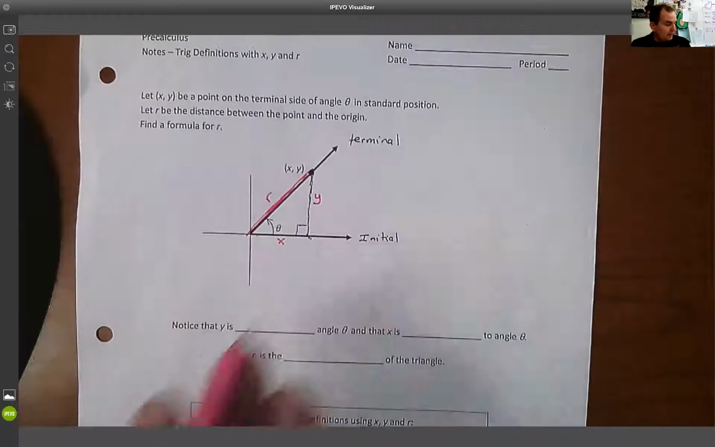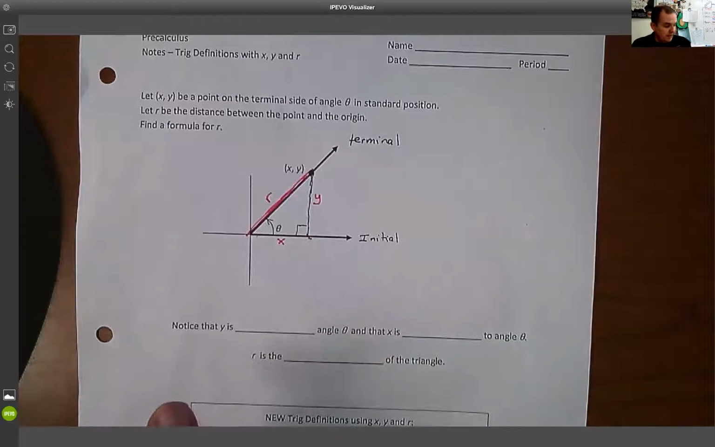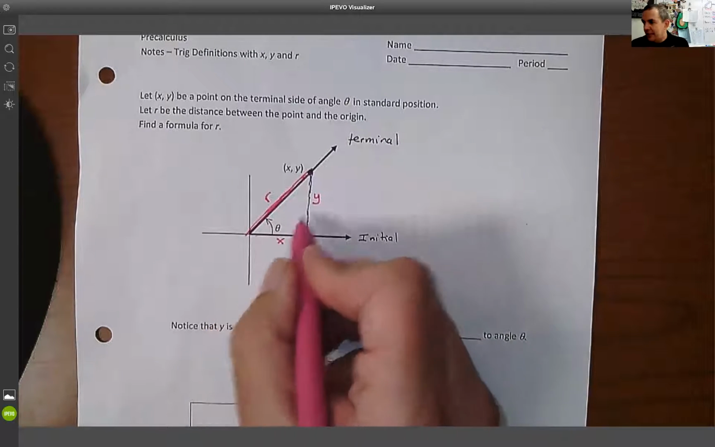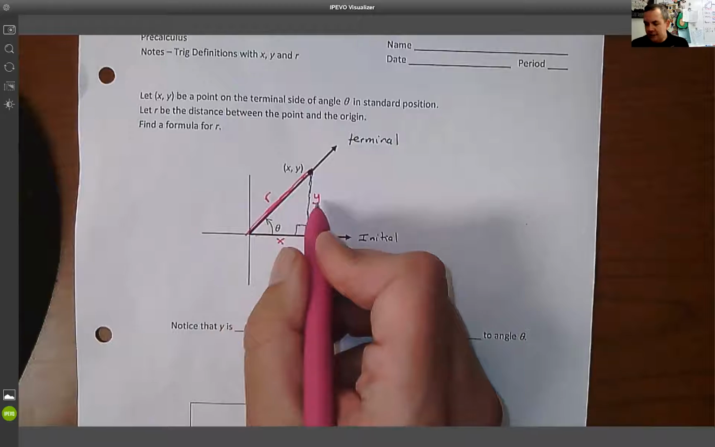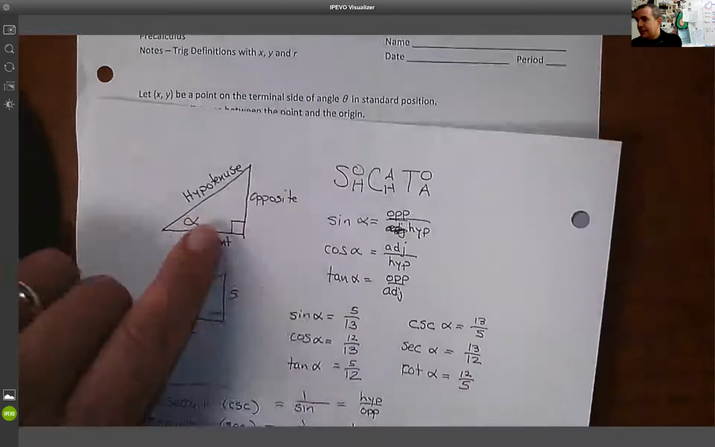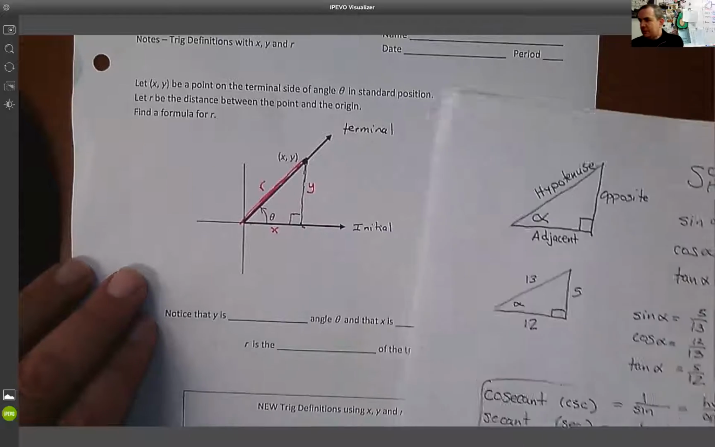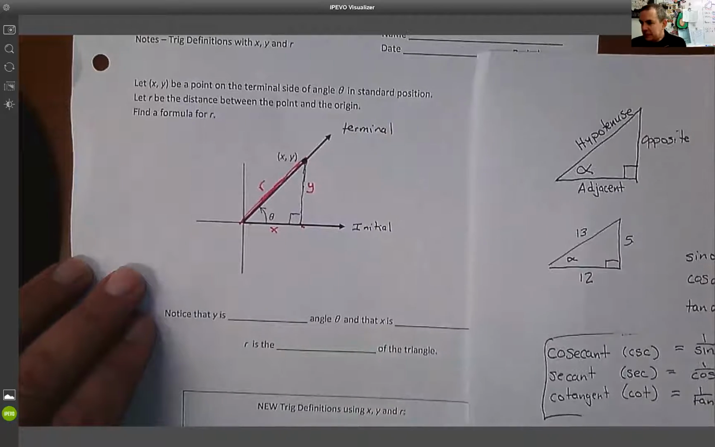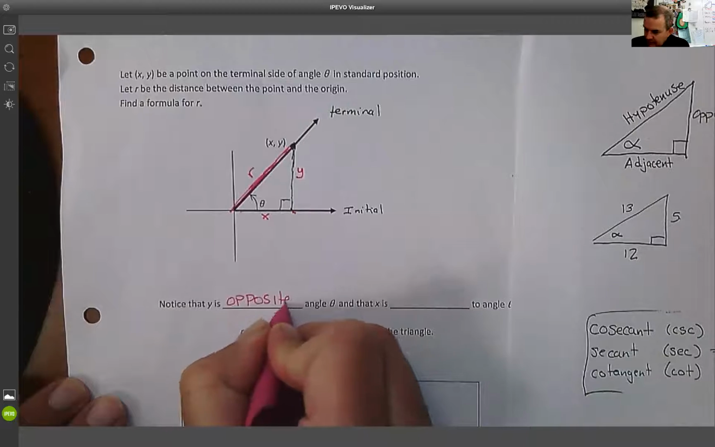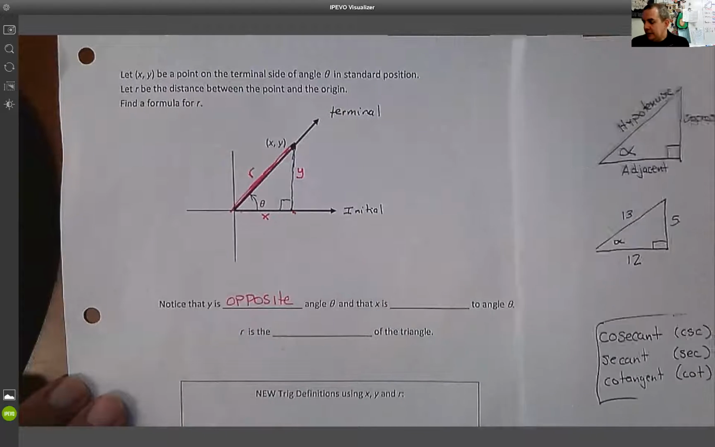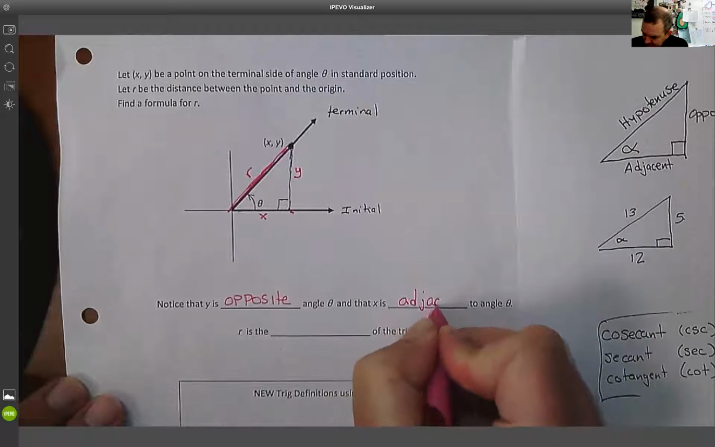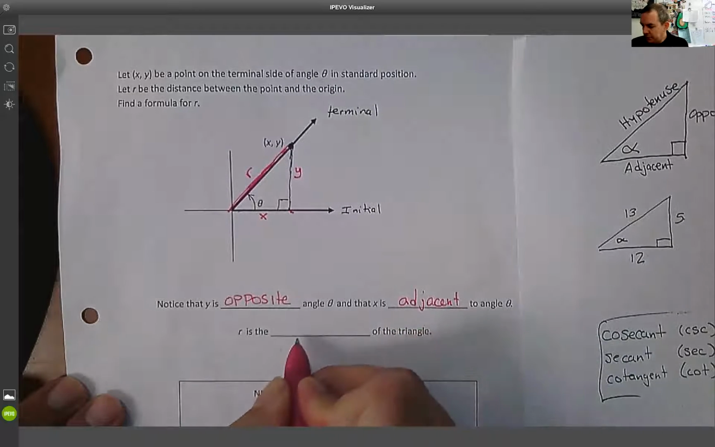So now we have something we can redefine. Notice in this case that Y is now my opposite. If we tie it back to what we did before, where we had the hypotenuse, the adjacent, and the opposite, we pretty much have the same thing. So Y is going to be my opposite side, X is going to be my adjacent side, and R is going to be my hypotenuse.